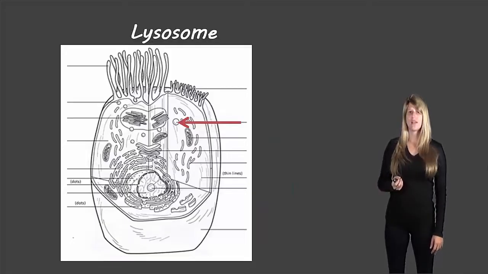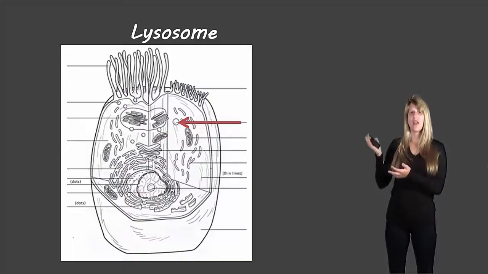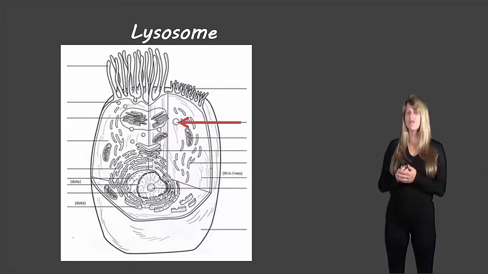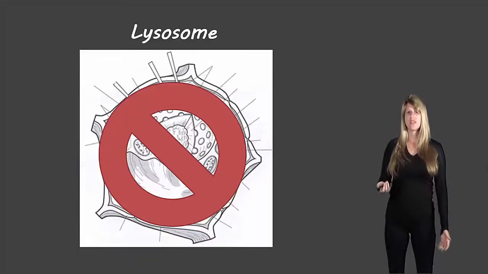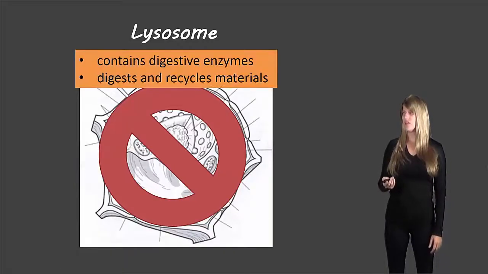The next one we'll look at are the lysosomes. Now, lysosomes look very similar to another organelle called a peroxisome. So in this diagram, they just look like round circles. The way you can tell the difference is that the lysosomes are the bigger, round, empty circles. And they don't exist in the plant cell. So they contain digestive enzymes, and they digest and recycle material needed for the cell.